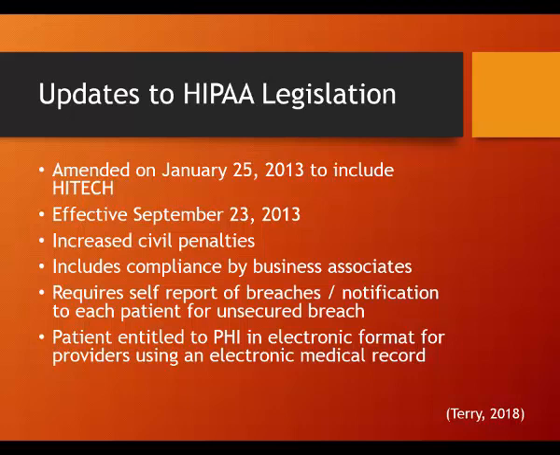A business associate is defined as an entity that receives, creates, transmits, and/or maintains protected health information on behalf of a covered entity. Second, it is required entities self-report all HIPAA breaches, and each patient must be notified for an unsecured breach. Third, the U.S. Department of Health and Human Services is required to conduct audits of covered entities and business associates periodically. And finally, the patient can obtain their protected health information in electronic format from those providers that have an electronic medical record.